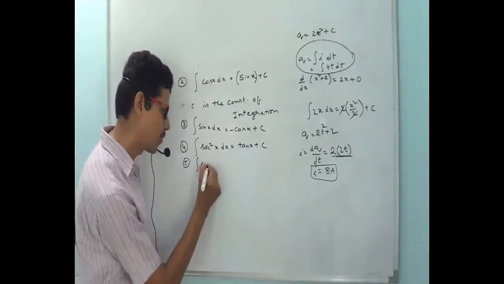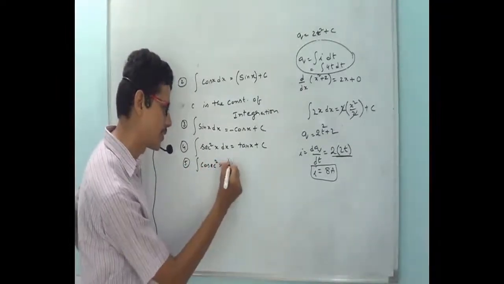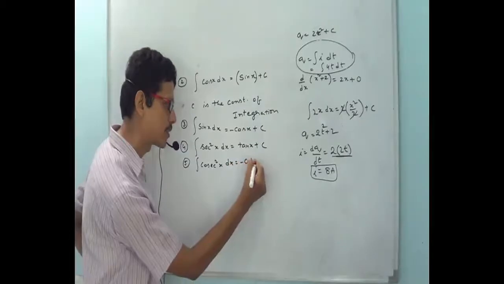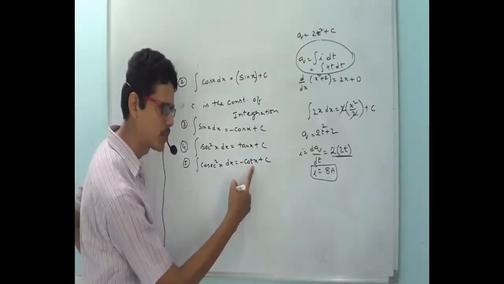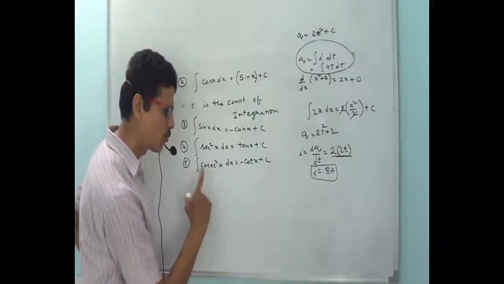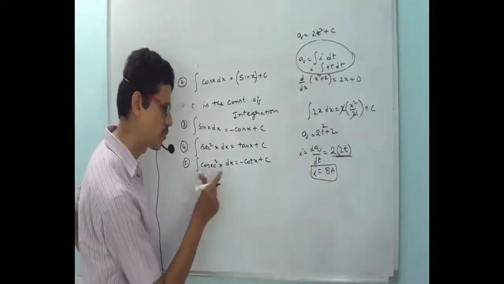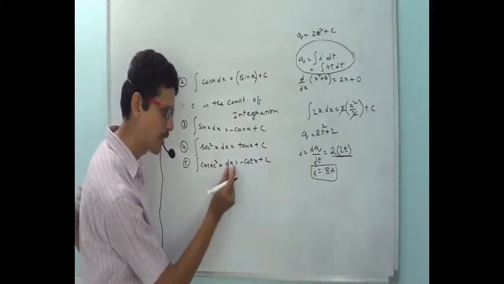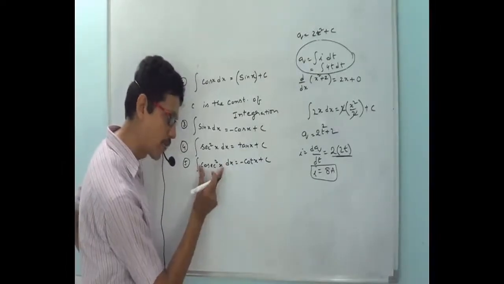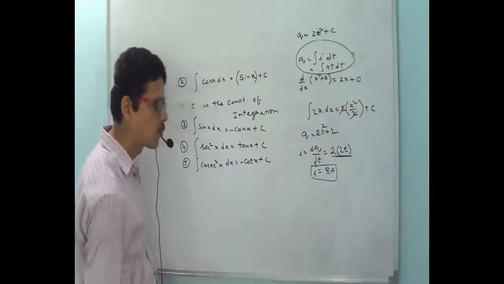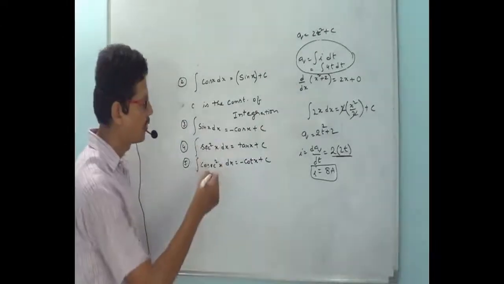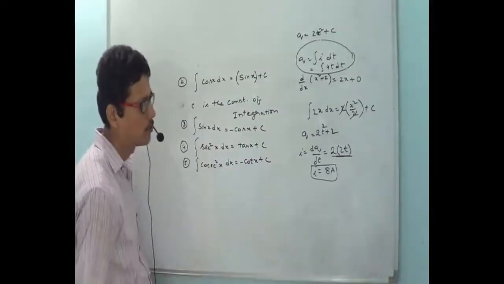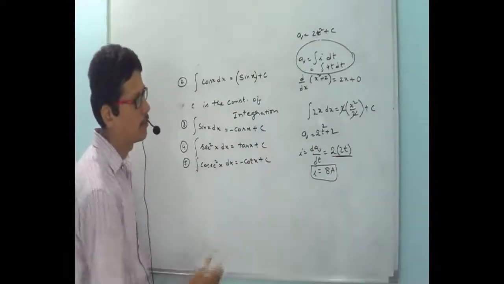Next, integral cosecant square x dx is minus cot x plus c. You know that the derivative of cot x is minus cosecant square x. So if we do the integration of cosecant square x with respect to x, it is minus cot x plus c. First you note down these formulas and I will give a few more.